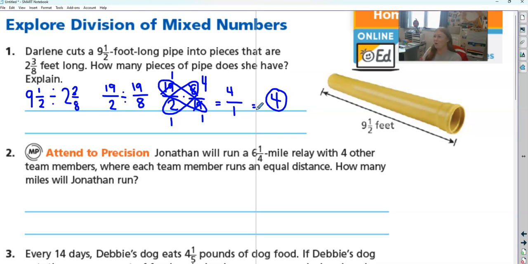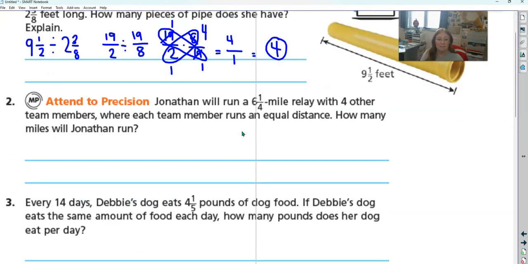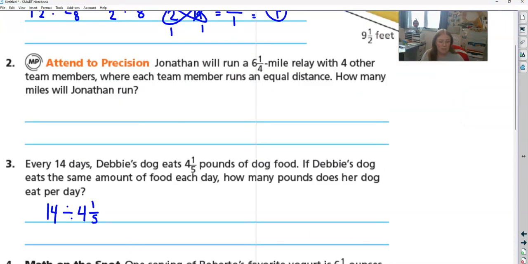So you've got to have all that work as your explanation. So we wrote down the problem as a division problem. We made them improper. We simplified, or we rewrote it as a multiplication problem. We simplified. We finished our work. So I am going to go to number 3.